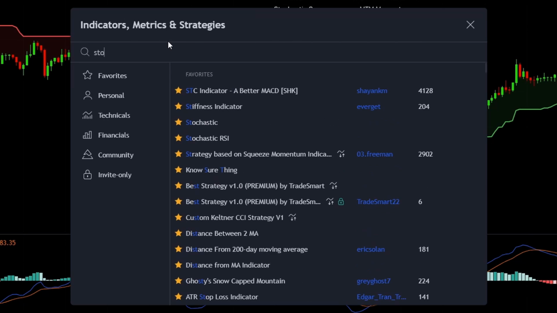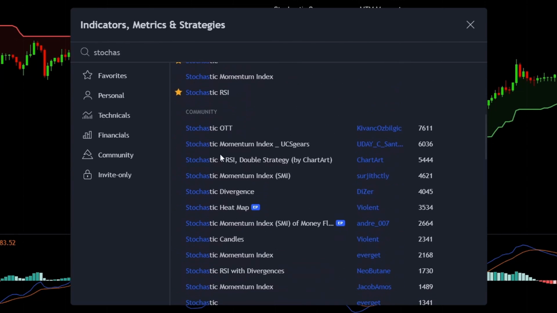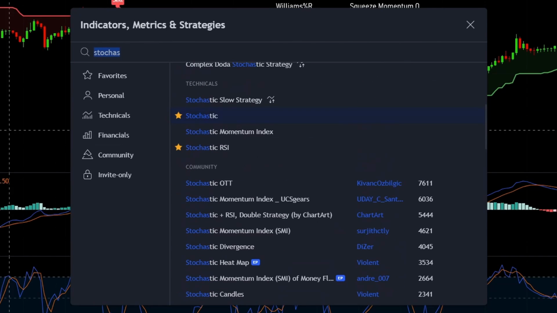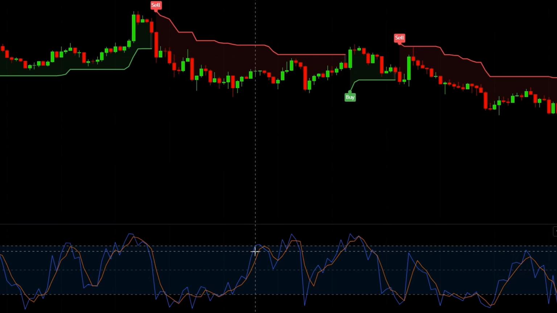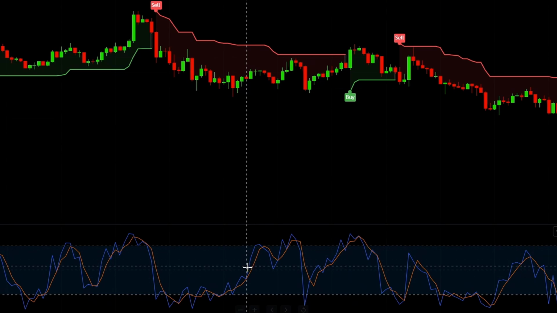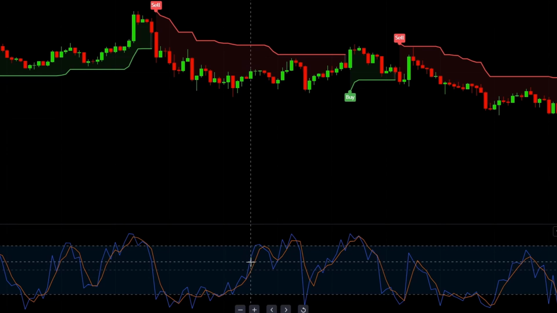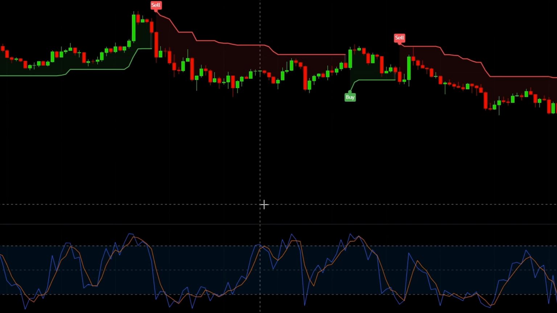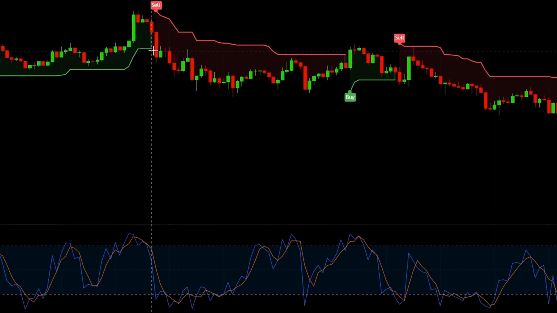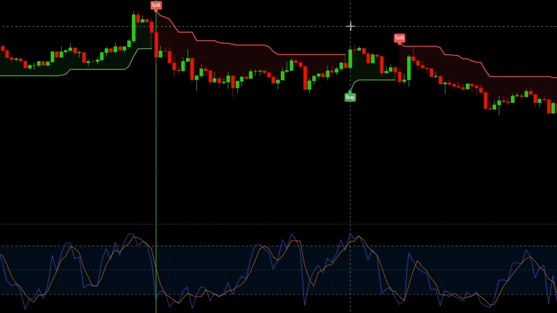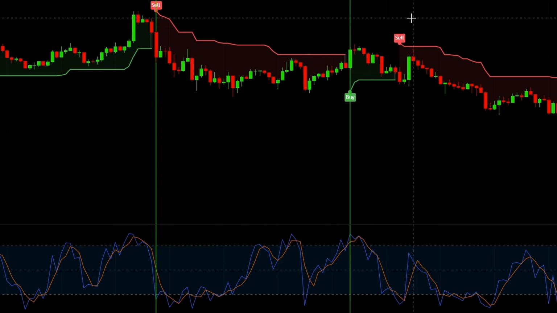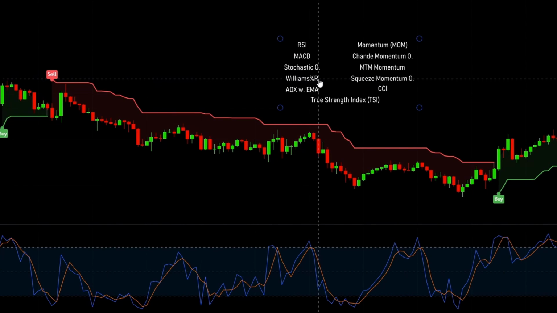Next, the stochastic oscillator. Type in stochastic. Add this one to your chart. Again, it has 2 lines. The percentage K1 is the blue one and the percentage D1 is the orange one. When the blue line is above the orange line, it signals a bullish trend, and when the orange line is above the blue line, it signals a bearish trend. Therefore, this is a valid short entry, this is a valid long entry, and this is again a valid short entry. Next one is the Williams percentage R.